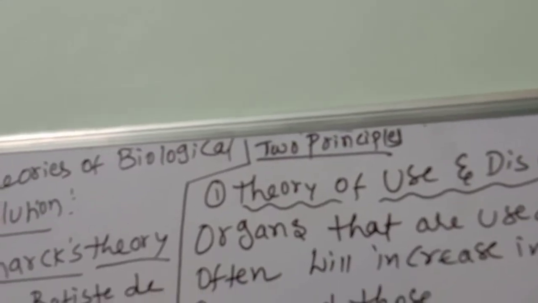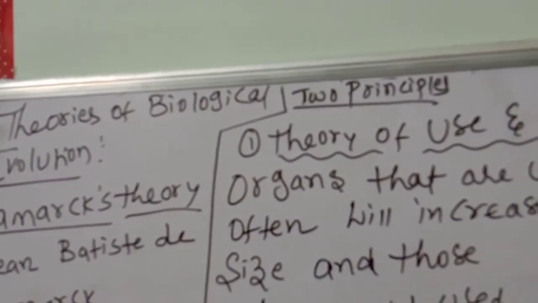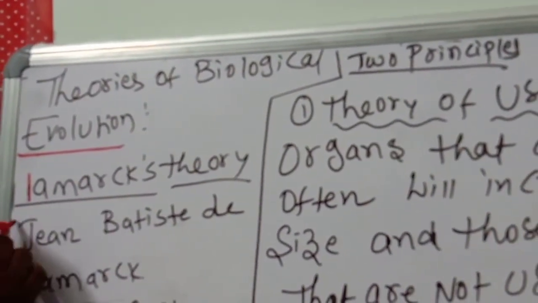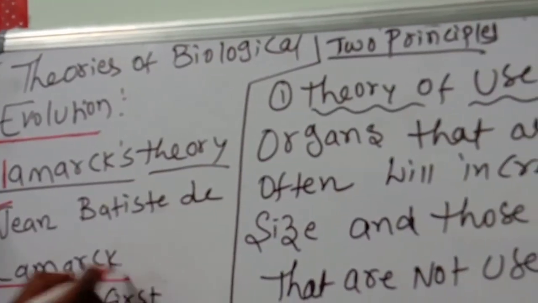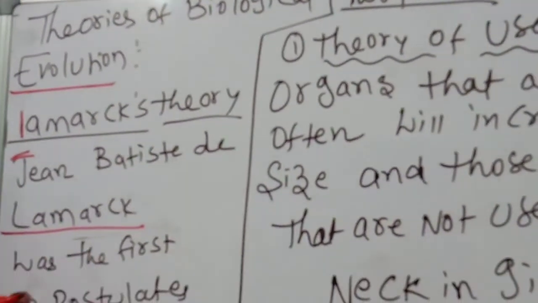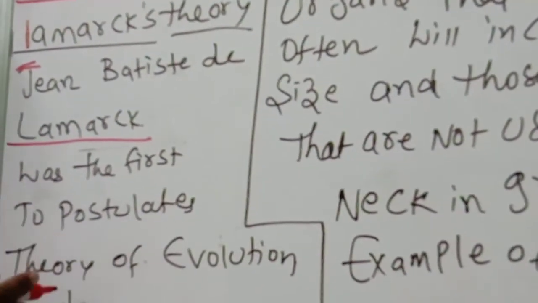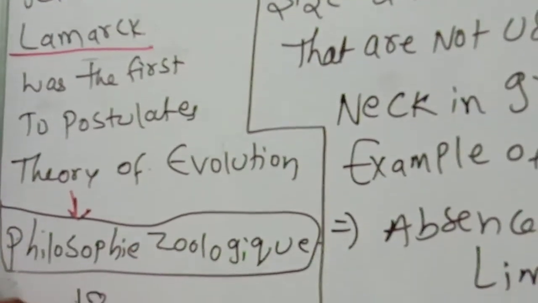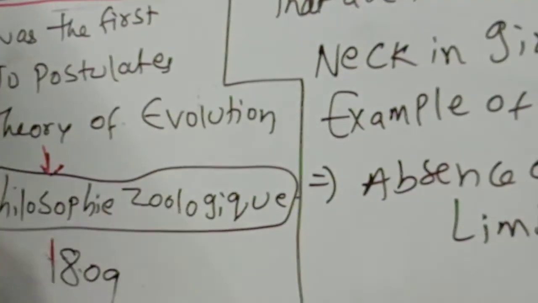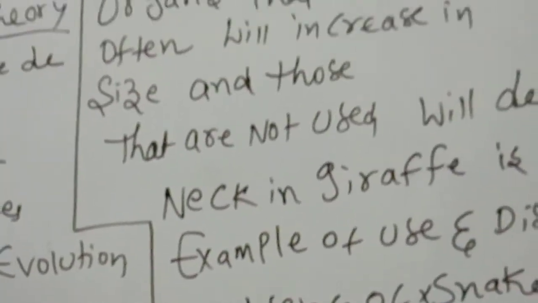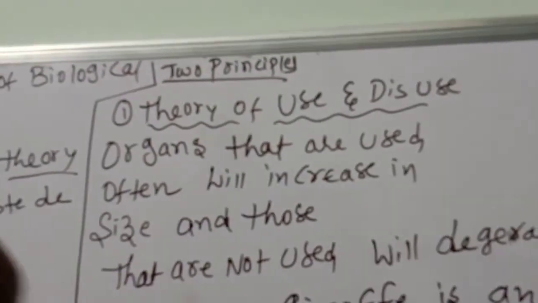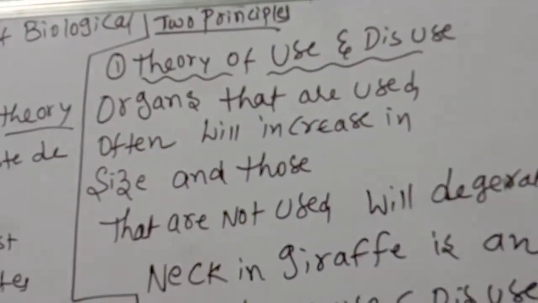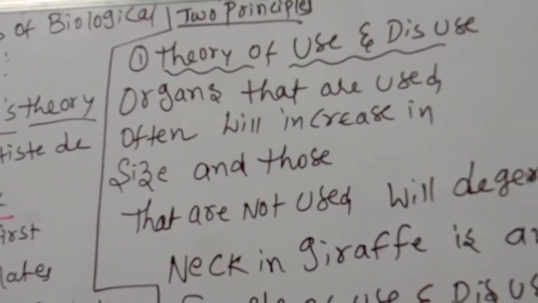So we are discussing theories of biological evolution. First, Lamarck's theory. Jean Baptiste de Lamarck was the first to postulate a theory of evolution. He wrote one book, Philosophie Zoologique, in 1809. The first principle of Lamarck's theory is the theory of use and disuse: organs that are used often will increase in size, and those that are not used will degenerate.